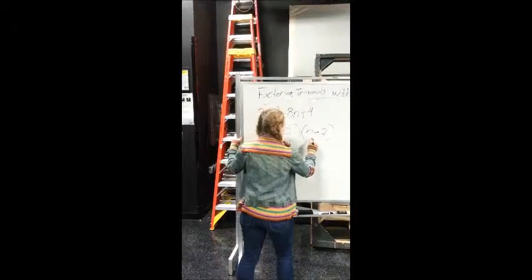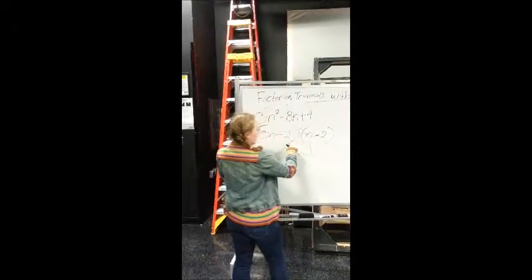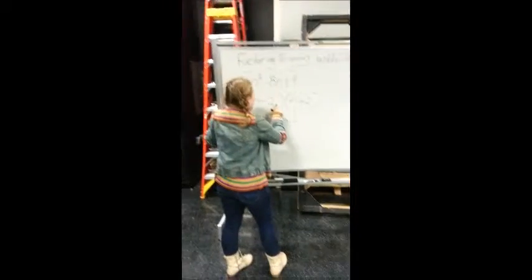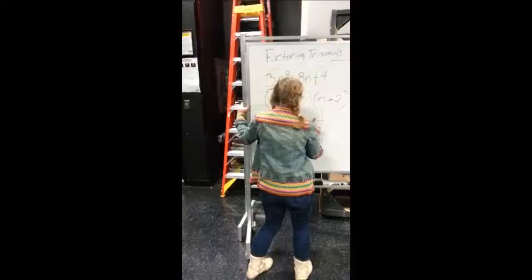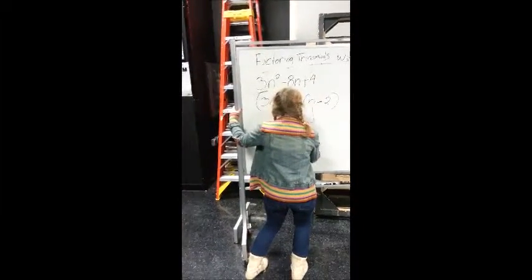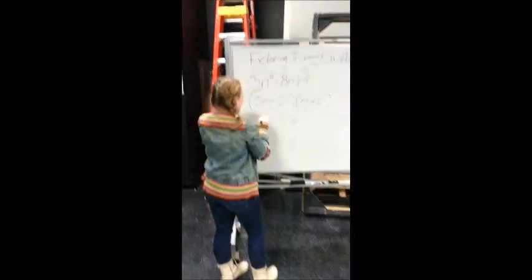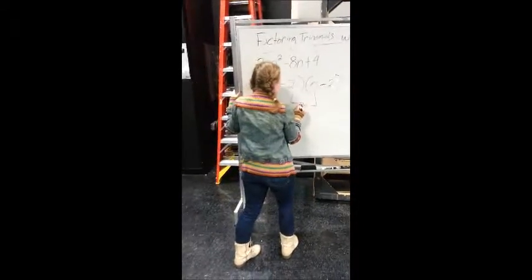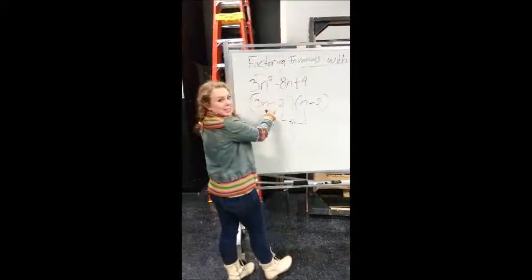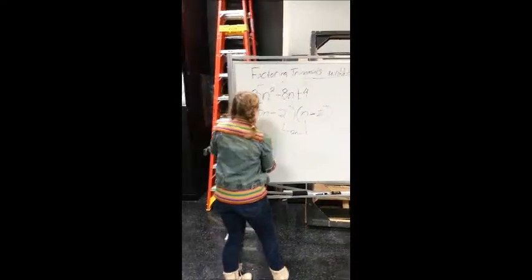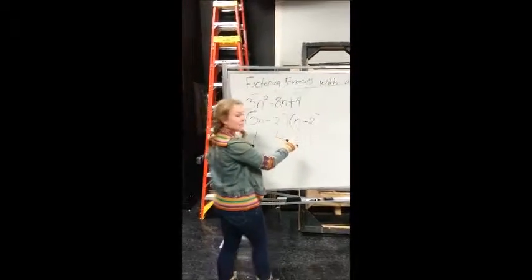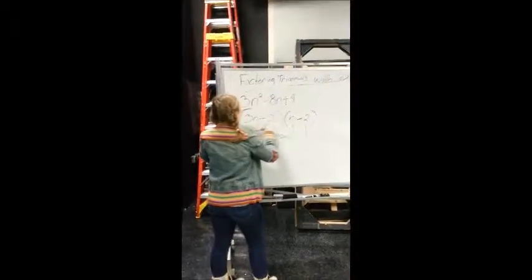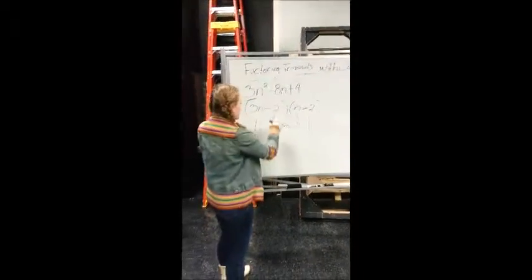So I'm just going to be a negative 2n because factoring. And then you go down here. You're going to have a negative 6 because negative 2 times 3 is 6. So it's going to be negative 6n.